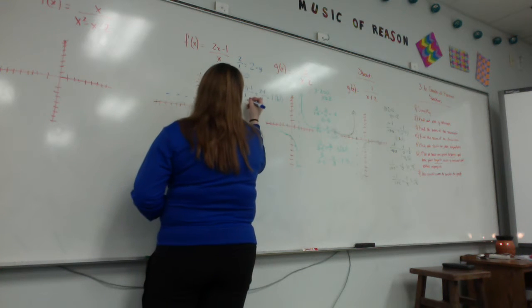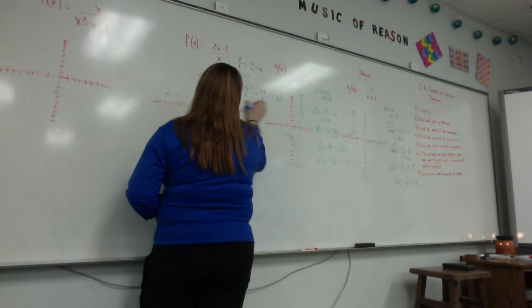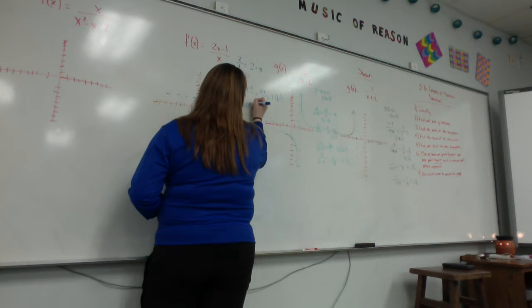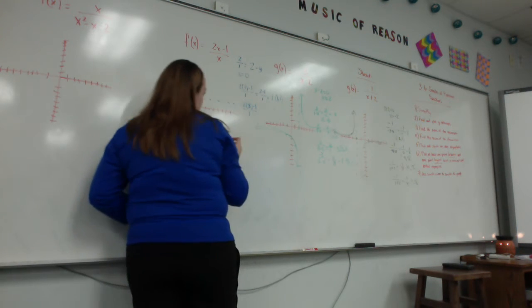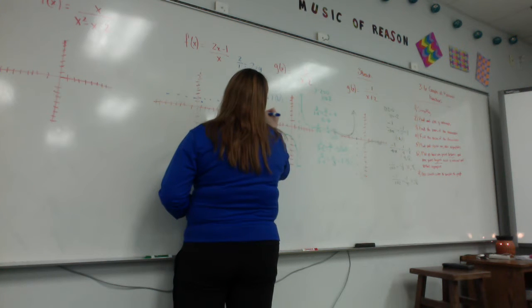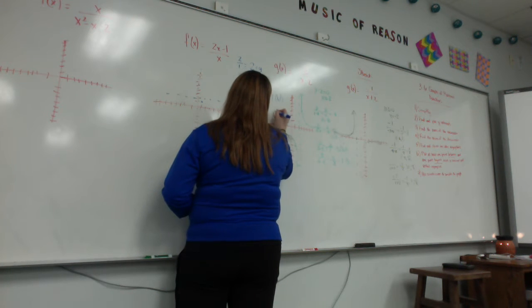I'm going to plug in 3. 2 times 3 minus 1 over 1 gives me 6 minus 1, which is 5 over 1. So I get 3, 5.